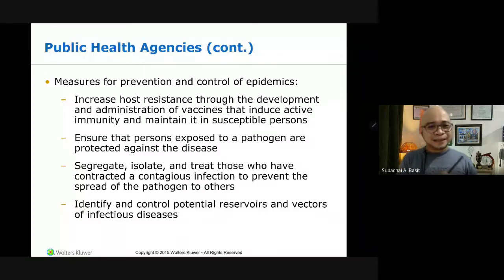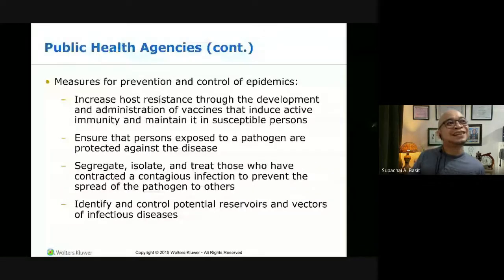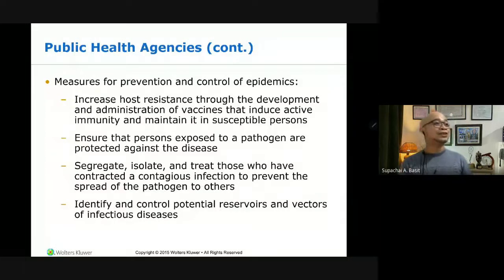Not included in the functions of these public health agencies is to engage in graft and corruption, to steal PhilHealth funds, or to award overpriced PPEs to family. That is not part of their duty. But unfortunately, amidst the pandemic, these things are happening in our country. So sad, no?